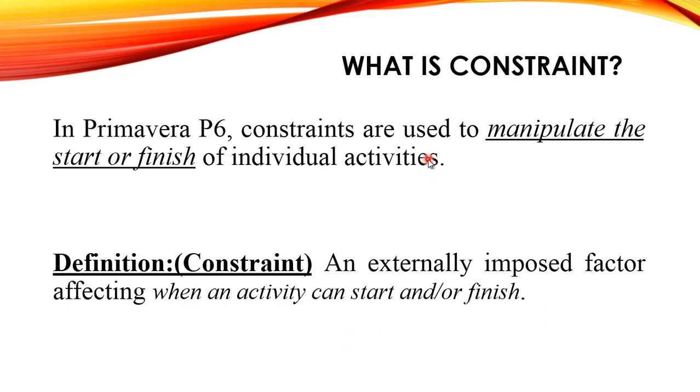What is a constraint? In Primavera P6, constraints are used to manipulate the start or finish of individual activities. So we can play with the start and end dates of the activities. Definition: an externally imposed factor affecting when an activity can start or finish. It means a constraint determines when an activity can start or finish.